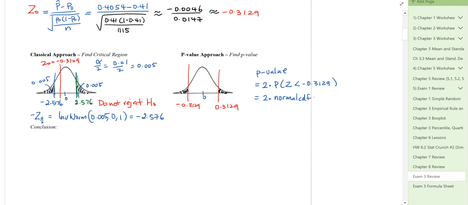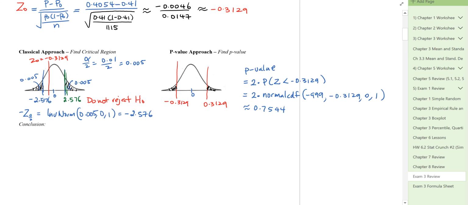Normal CDF. Now the area I'm looking at is the shaded region, the left tail here, from negative infinity all the way up to negative 0.3129. So negative infinity is represented by negative 999, then negative 0.3129, and 0, 1 is my mean and standard deviation. Using the calculator, I get approximately 0.7544. And that is my p-value.